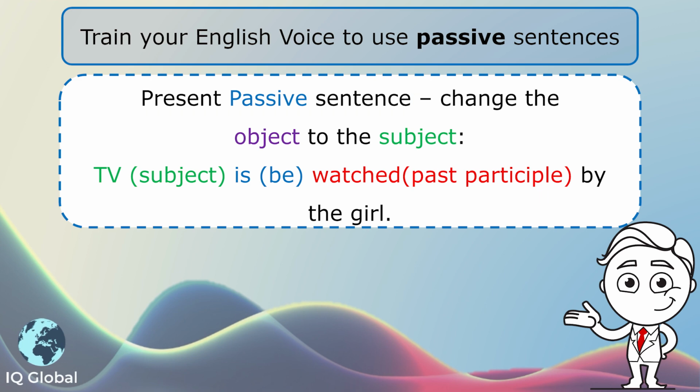So we know that we take the object, which is the TV, and it becomes the subject of that sentence. So this sentence reads, TV is, past participle, watched by the girl. So this is present active sentences and how we change them into present passive sentences.